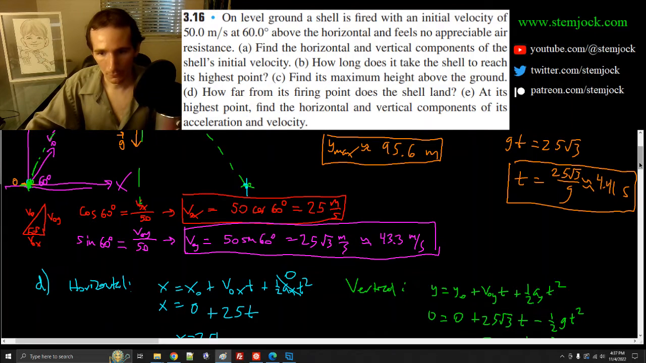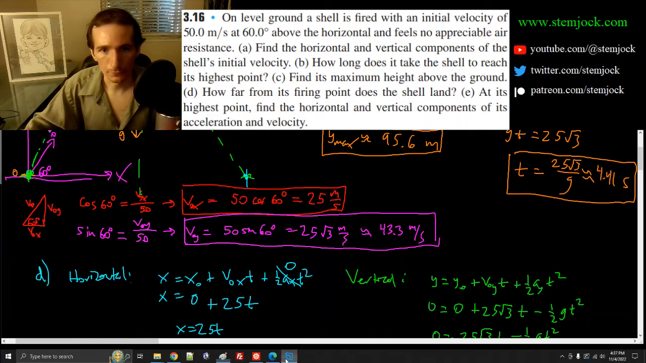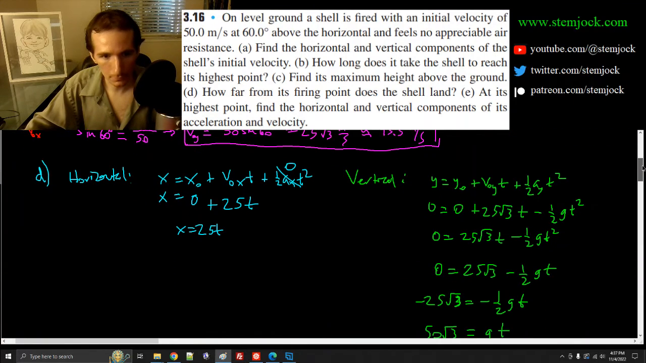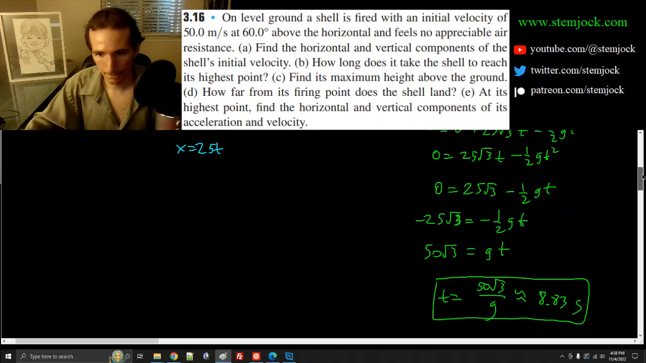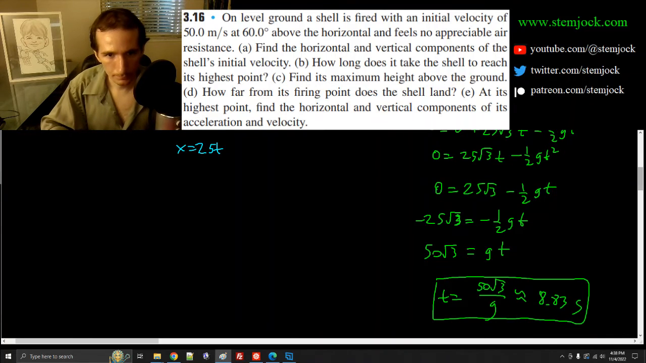But that's not what we care about. The problem is asking for how far from its firing point does the shell land. So again, we want x. X is 25t. So now that we know what t is, x is 25 times 50 times square root 3 over g.